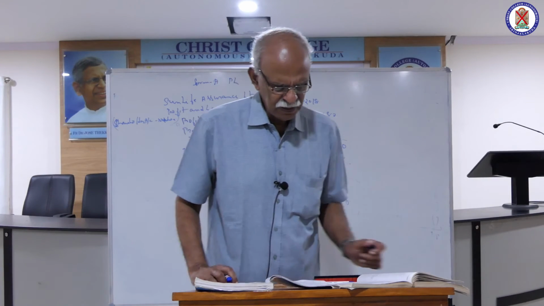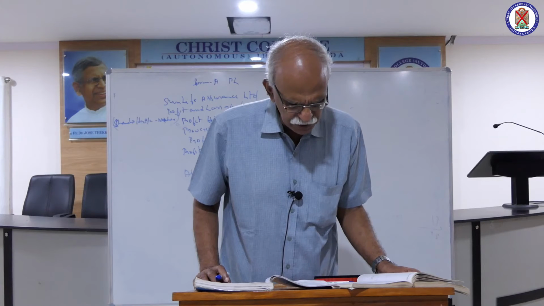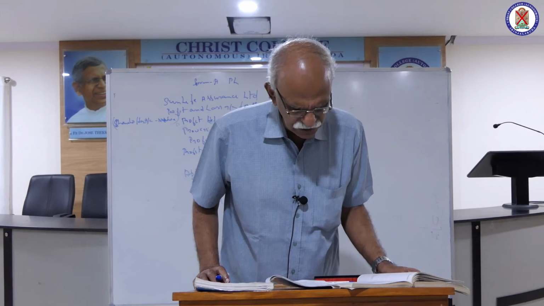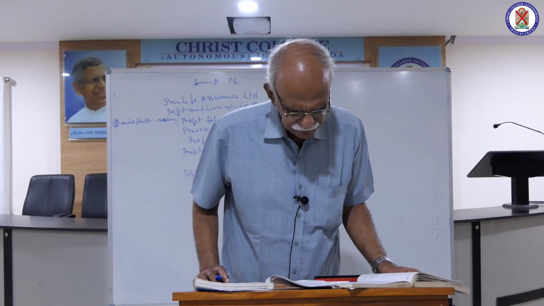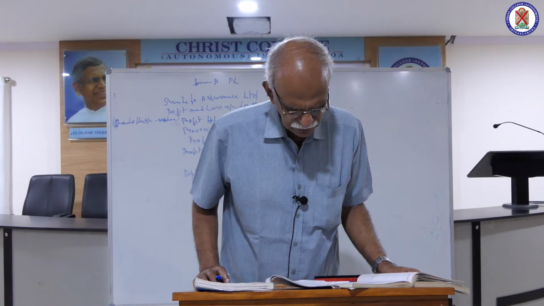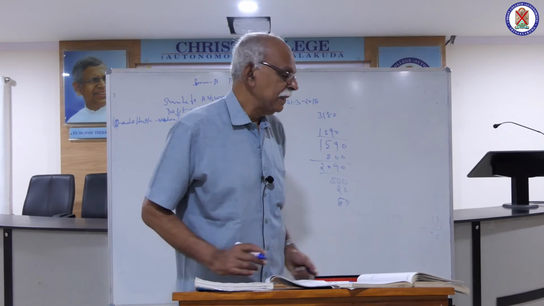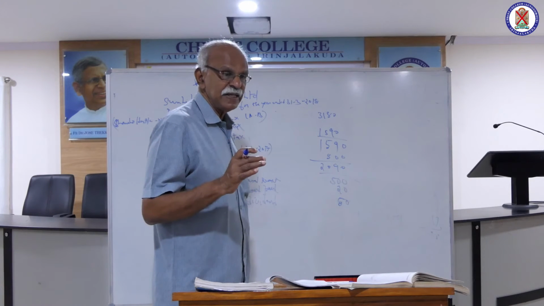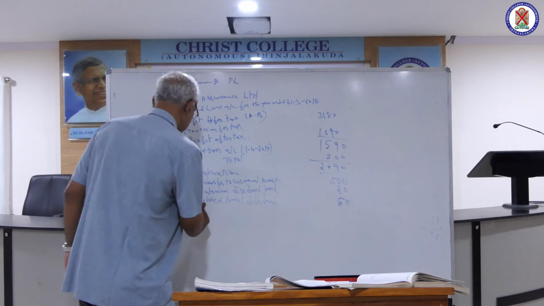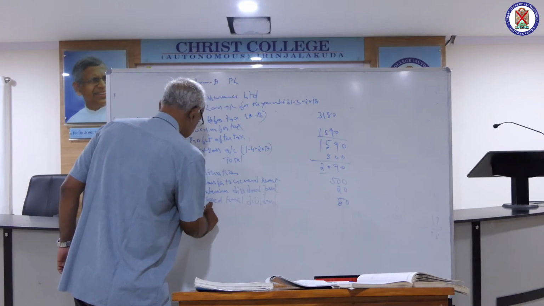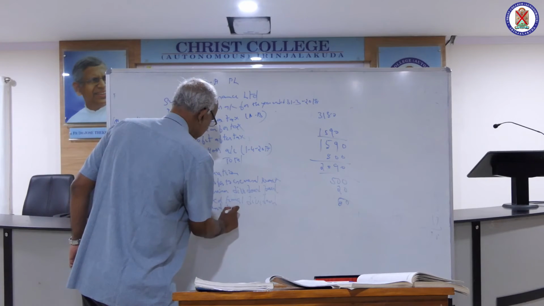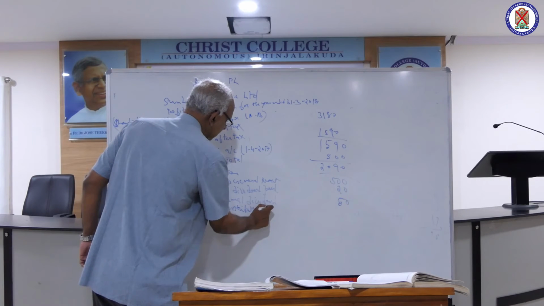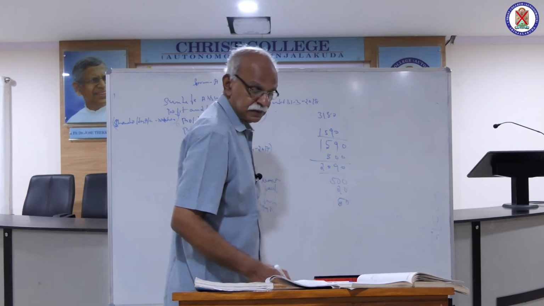Then there is dividend distribution tax given. How much is dividend distribution tax? $20. Dividend distribution tax is the tax on dividend that is paid by the company.